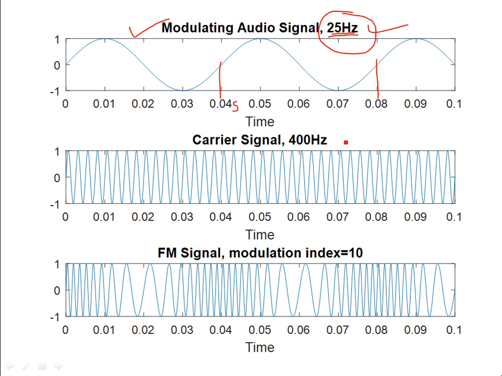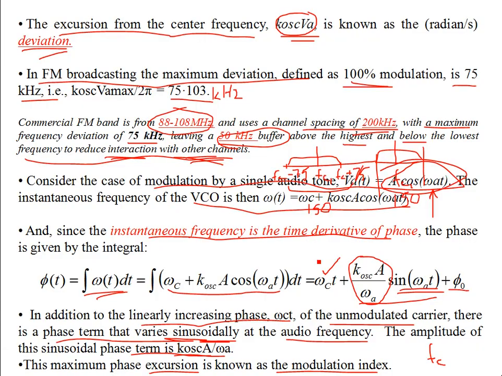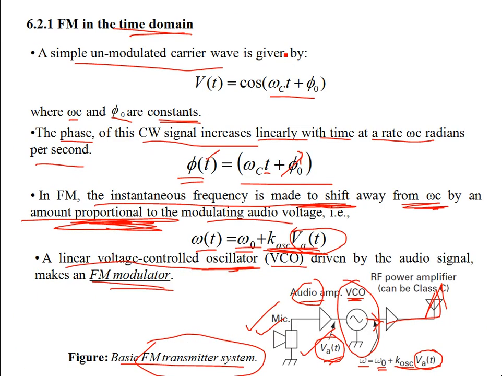Now we consider a high frequency carrier signal, 400 hertz. Okay, you can see the waves are more bunched together. It's a high frequency signal. And I've considered an arbitrary modulation index of 10. What is modulation index? If you recall over here in the previous discussion, this is your modulation index. Okay, so these excursions mean deviations from omega c. So over here, you see this is your modulation index. How much you are deviating.